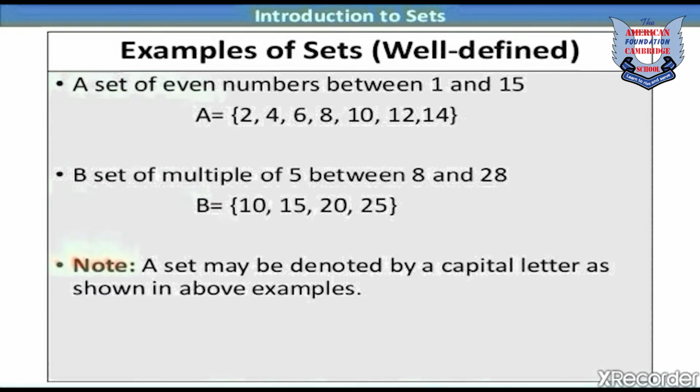Set of even numbers between 1 and 15. This will include 2, 4, 6, 8, 10, 12, 14. Set of multiples of 5 between 8 and 28. There are 4 multiples of 5 between 8 and 28: 10, 15, 20 and 25. These are the 4 members of set B. As you can see in all these examples, all the members, or you can say elements, are enclosed in curly brackets and elements are separated by a comma.